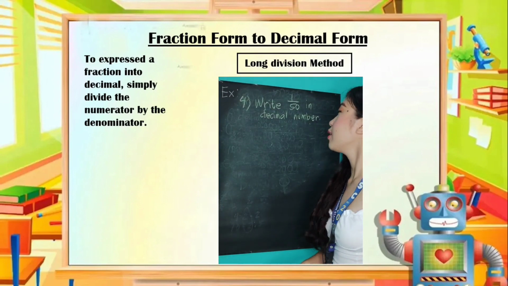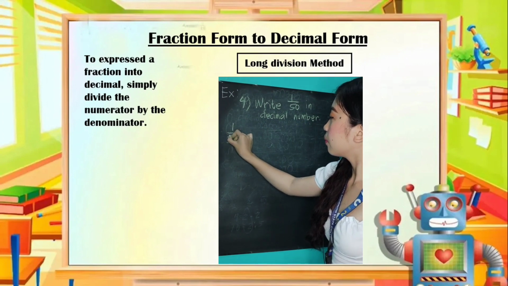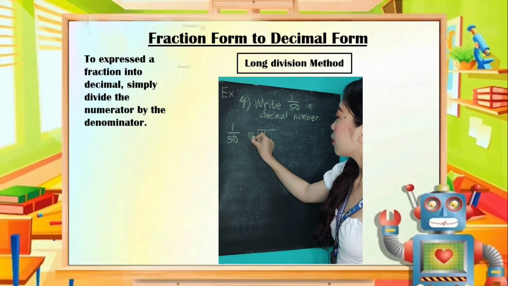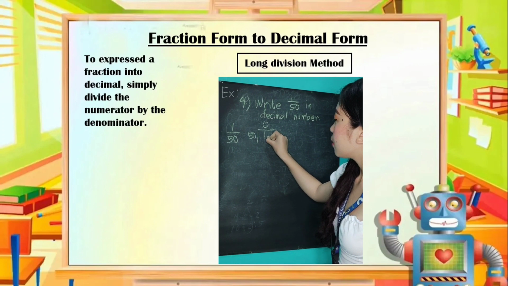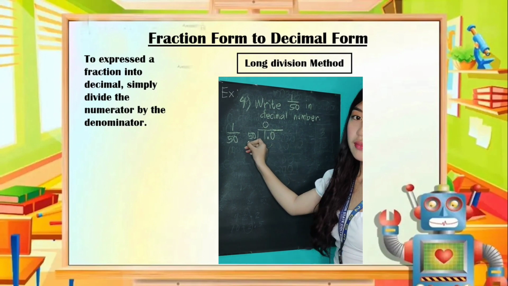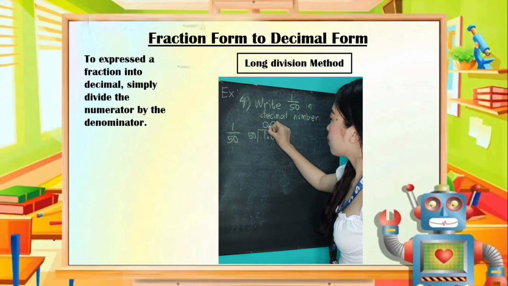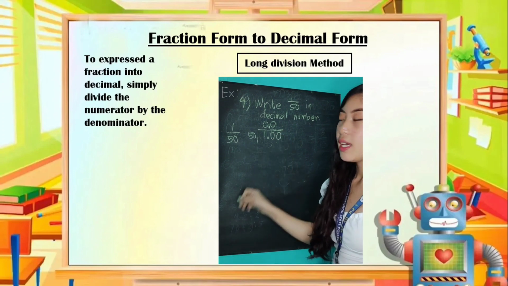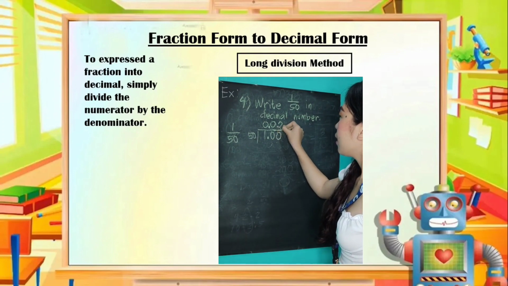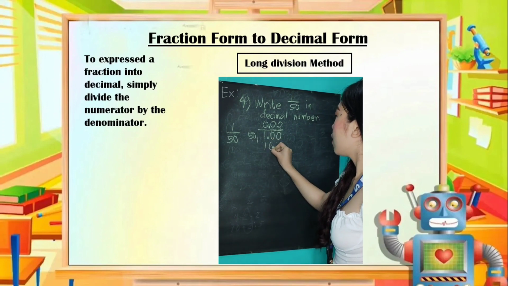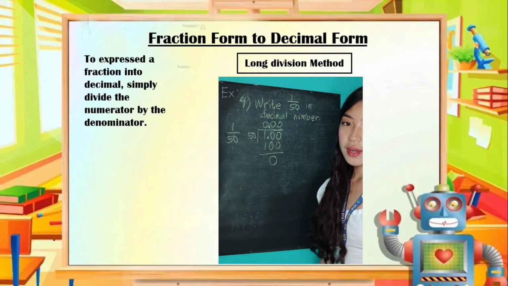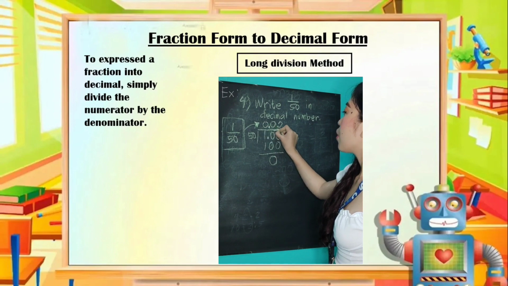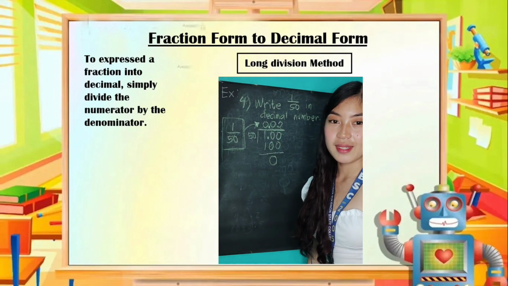Okay, so the last one, number 4, 1 over 50. So 1 divided by 50. Since it cannot be, so 0, decimal, add 0. 10 divided by 50, 0 cannot be, so add 0. Don't forget the decimal, so 0, so let's add another 0 again. So 100 divided by 50 is 2, very good. And 2 times 50 is 100, so the remainder is 0. So therefore, the decimal form of 1 over 50 is 0.02 or 2 hundredths.